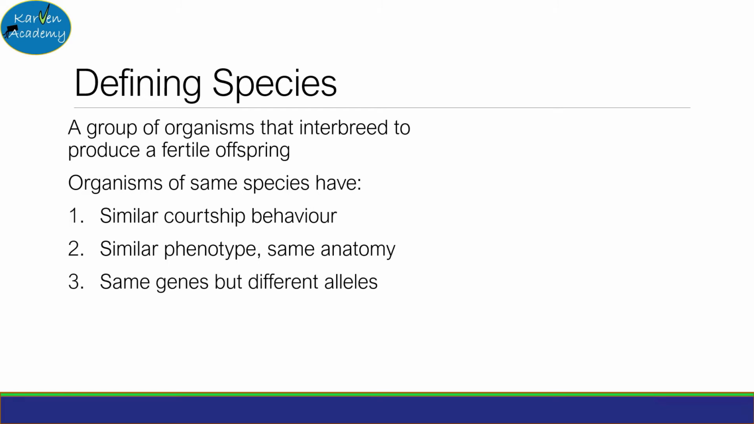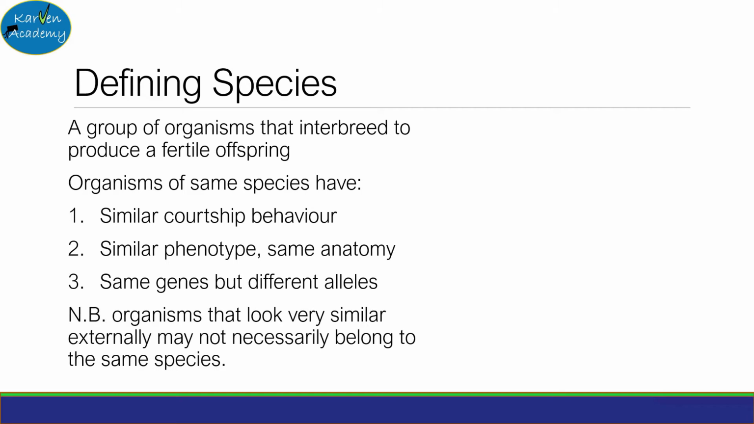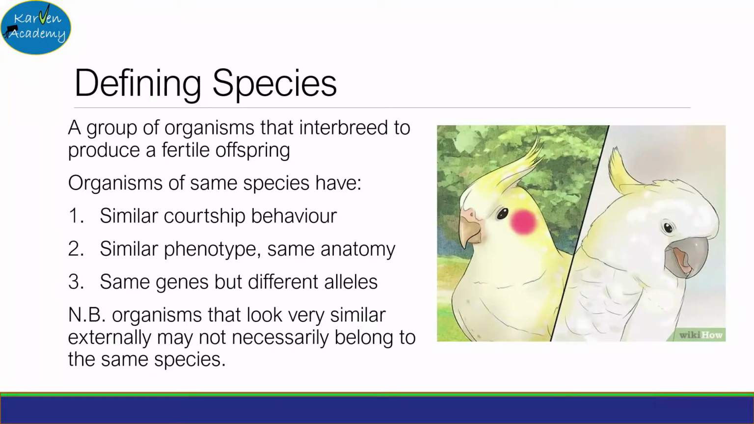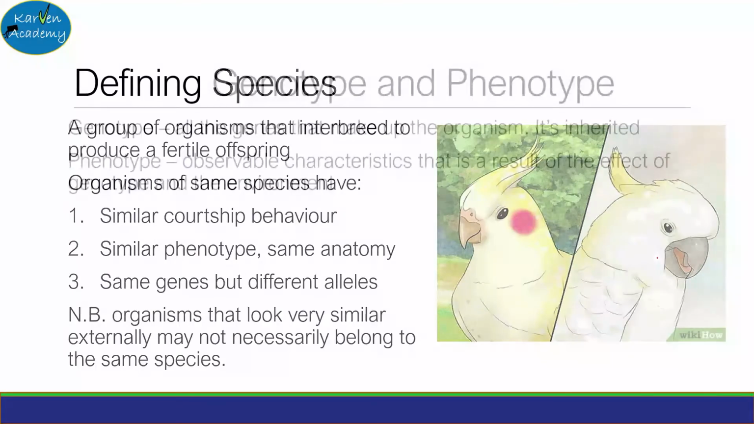Finally, organisms of the same species have the same genes but different alleles, hence why their phenotype differs. A point to note is that organisms that look very similar externally may not necessarily belong to the same species. This is important because organisms like the cockatiel and the cockatoo look very similar, but they are completely different species. However, it does suggest that they shared a more recent common ancestor.